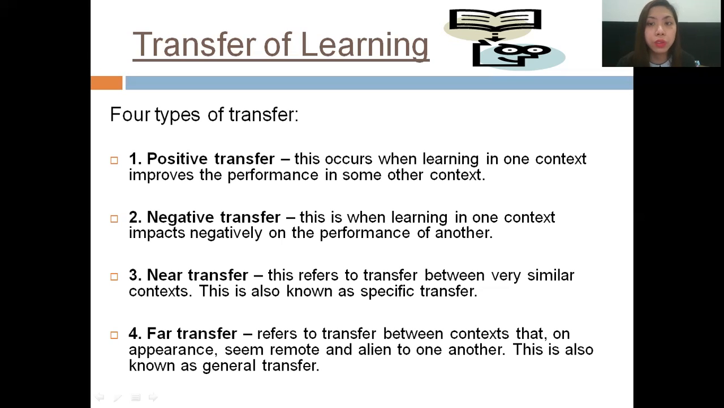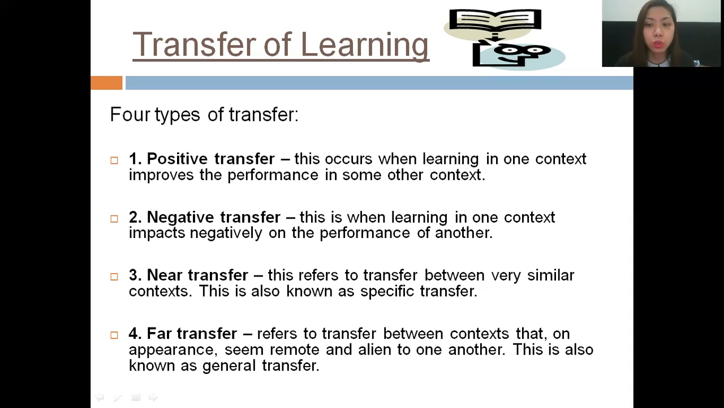For example, learners assimilate a new language's phonetics to crude approximations in their native tongue and use word orders carried over from their native tongue. In this case, a Visayan-speaking child has the tendency to interchange E and I sound when speaking English. Third is near transfer. This refers to transfer between very similar contexts that is also known as specific transfer.